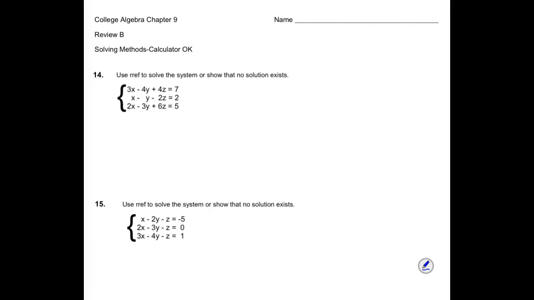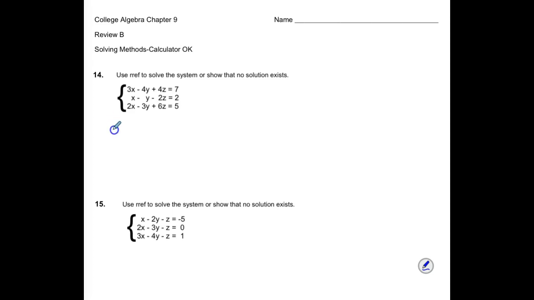All right, we are going to look at our second day of review for Chapter 9. We are focusing on the calculator methods in this lesson. Our first question says to use RREF, that is reduced row echelon form, to solve the system or show that no solution exists. To do that, we want to set up an augmented matrix.